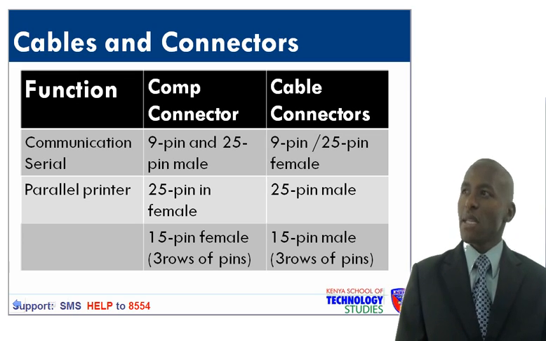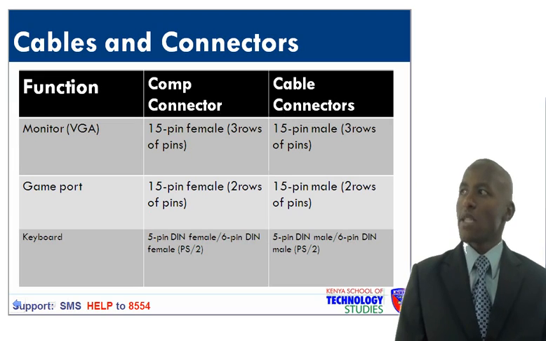Like in the first section, in the column for function, we have serial communication port with 9 pin and 25 pin male, and also cable connectors. We have 9 pin and 25 pin for female. Further down we have parallel printer, with 25 pin female and 25 pin male.